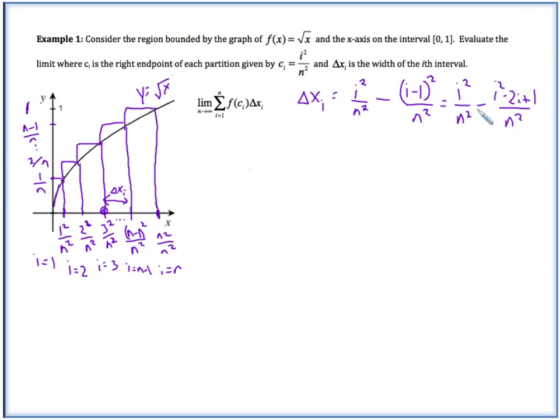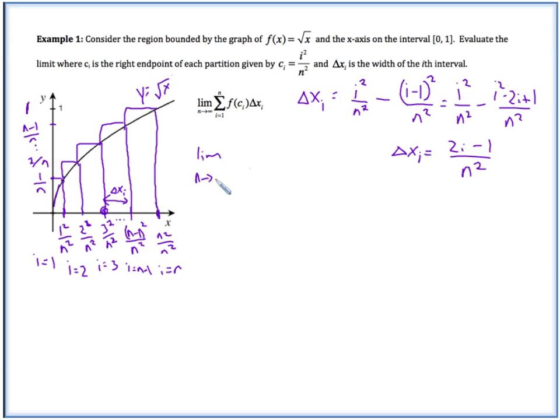And now we can combine these. And so delta x sub i, let's see, i squared minus i squared is gone, minus negative 2i, so that's positive 2i, and then minus positive 1 is minus 1, over n squared. So now we have our delta x sub i. So let's go ahead and plug this all into our Riemann sum here.